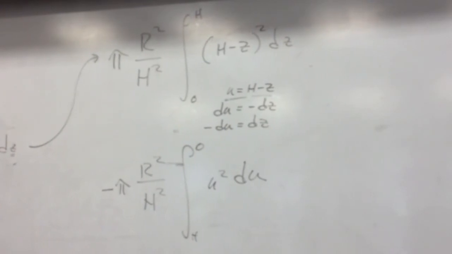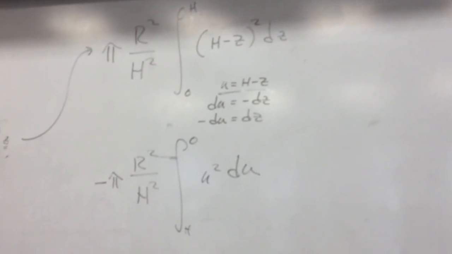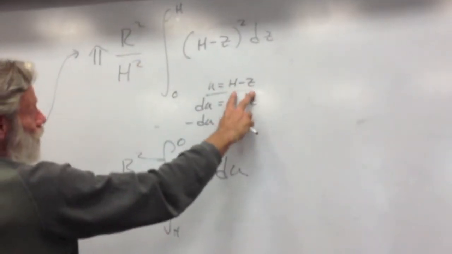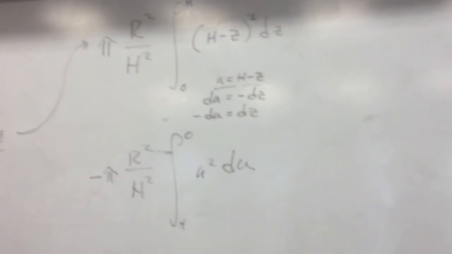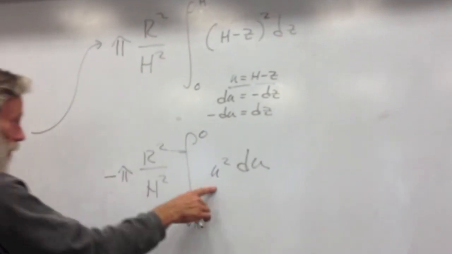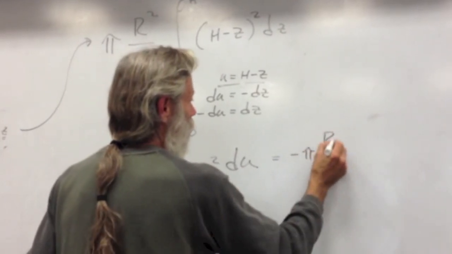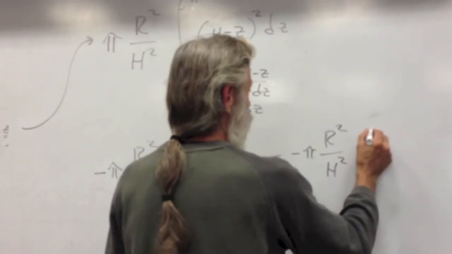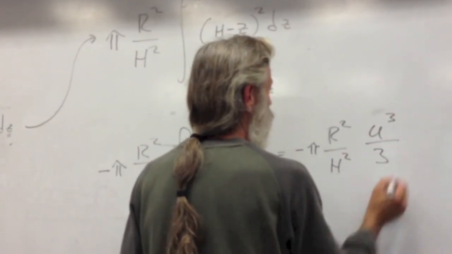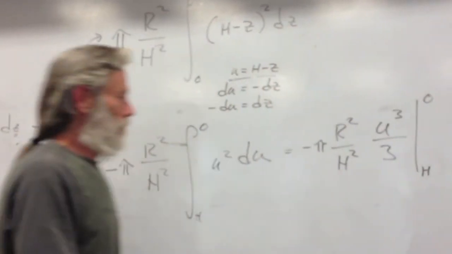That's not always the case. The flip-flop is not a coincidence here, it's just because of the structure of this thing. Anyhow, we know how to get u cubed over 3 right out of the integral. So we'd have negative pi r squared over h squared, getting our u cubed over 3 from h to 0.